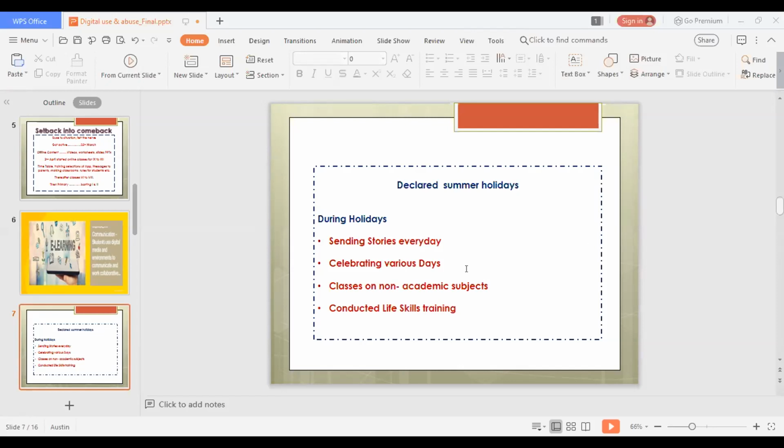And we also began with our classes on non-academic subjects. That is, we organized yoga classes for our children. We organized fine arts classes for our children. We started organizing PhD classes for our children, wherein our PhD teachers were making videos and sending them to the children. And children enjoyed. And not only children, their parents also enjoyed with them.